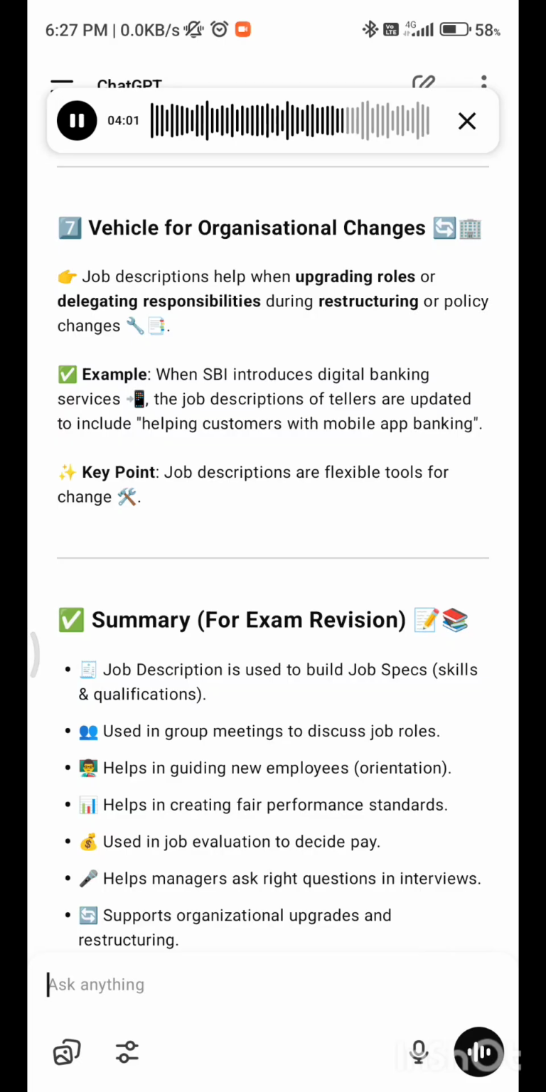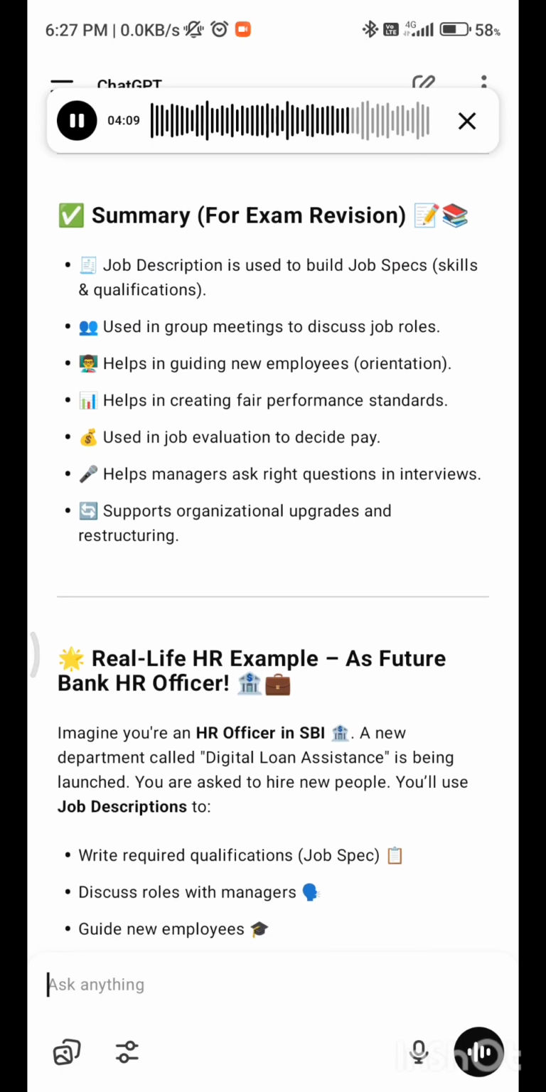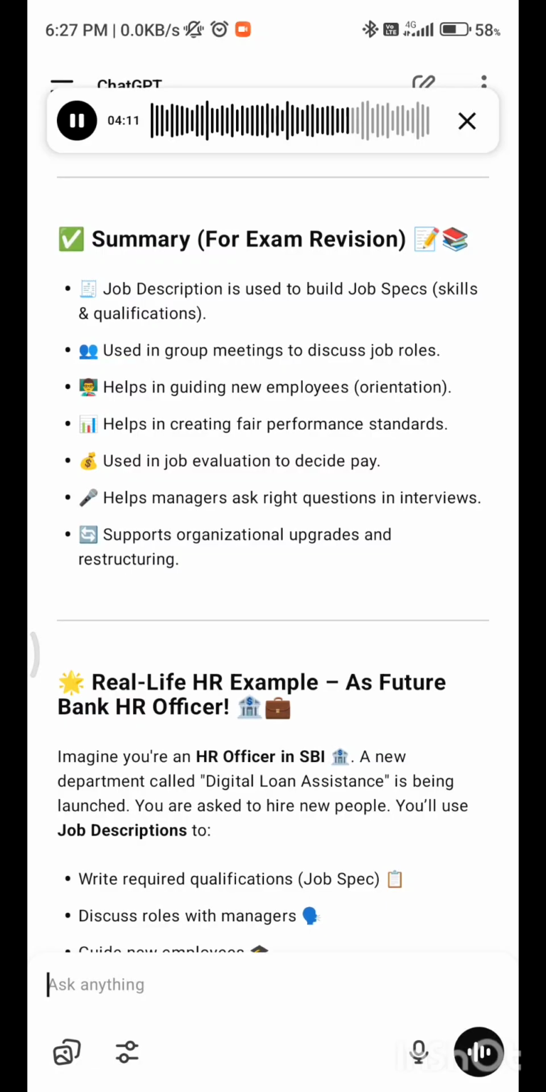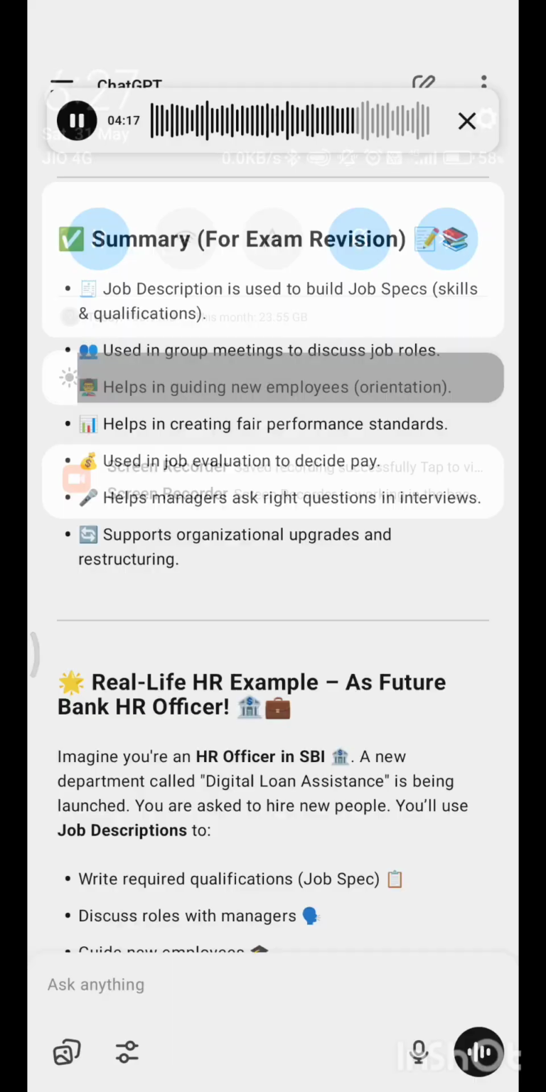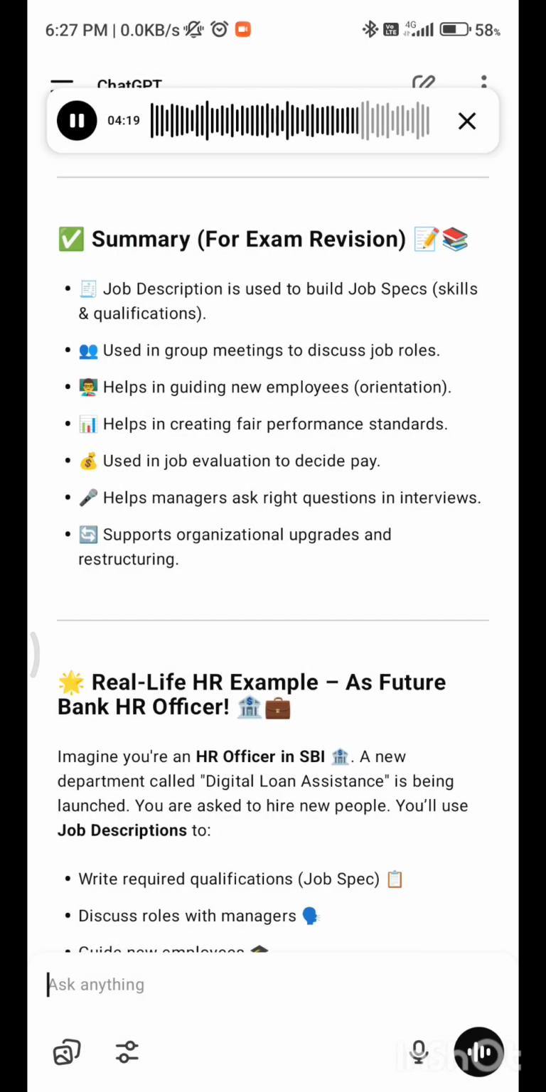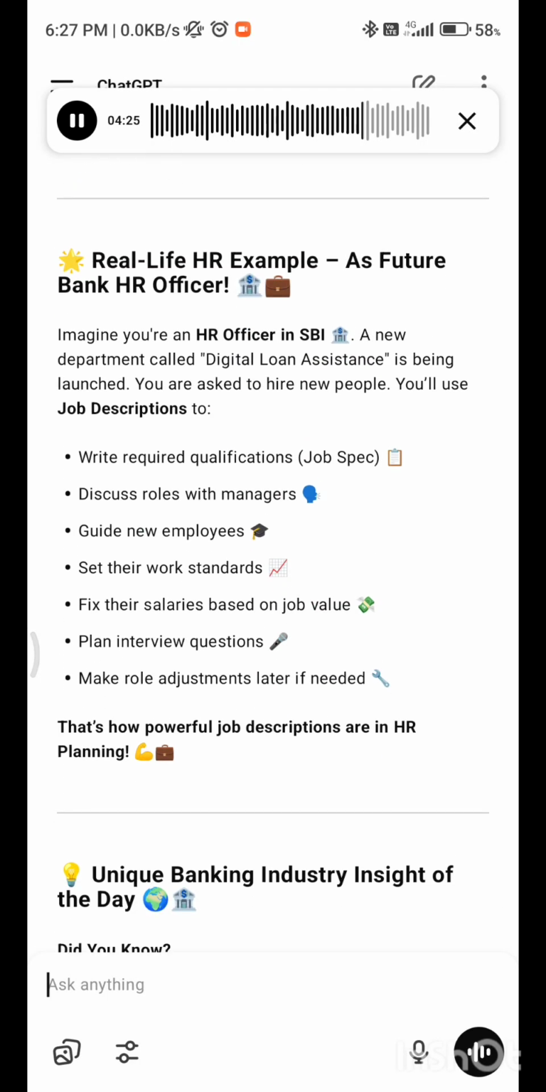Summary for exam revision: job description is used to build job specs, skills, and qualifications. Used in group meetings to discuss job roles. Helps in guiding new employees, orientation. Helps in creating fair performance standards. Used in job evaluation to decide pay. Helps managers ask right questions in interviews. Supports organizational upgrades and restructuring.